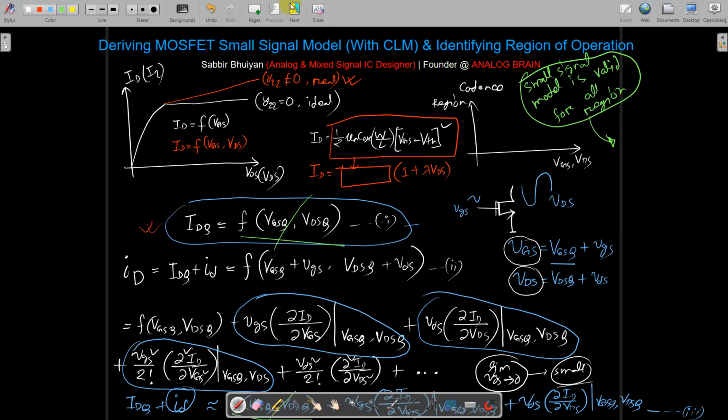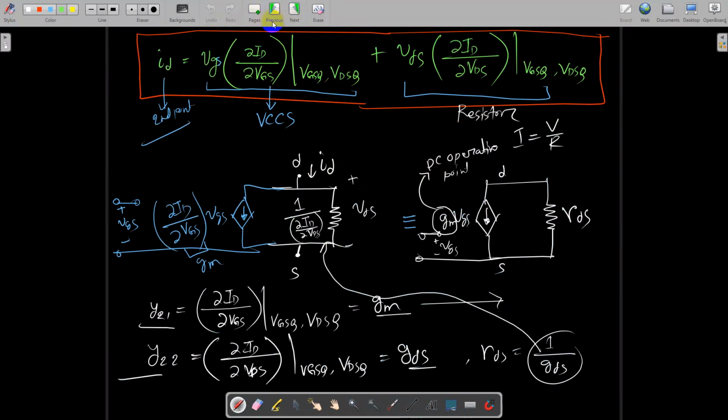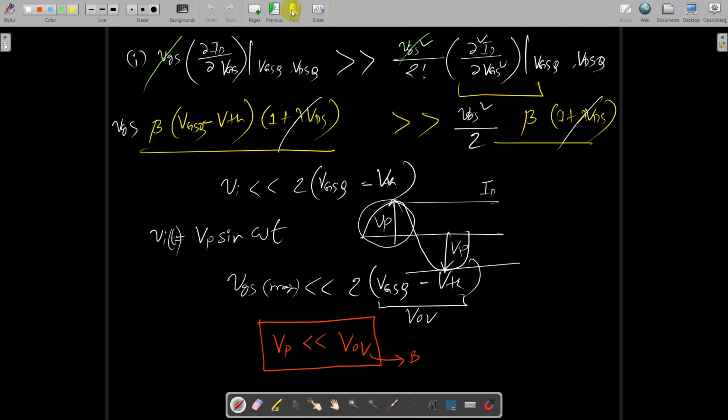Okay, so now we'll do something. How can you identify the proper region of operation for amplification? Let's see how you can do that.